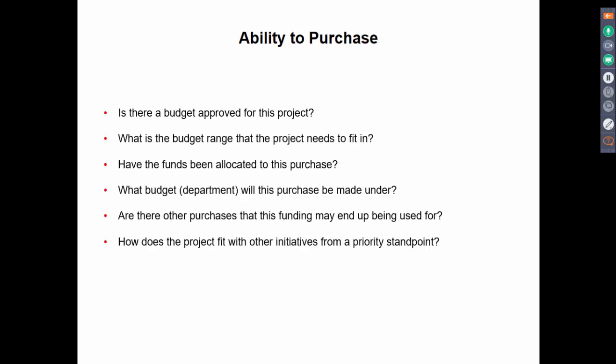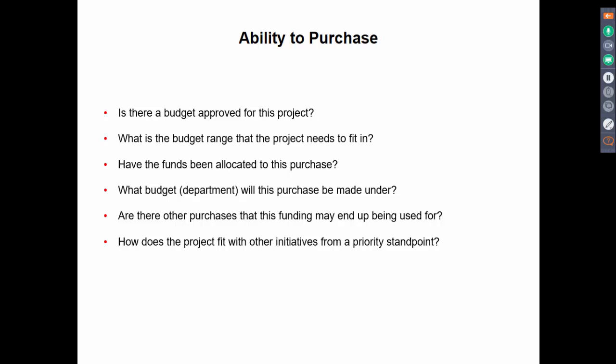Is there budget approved for this project? What's the budget range that the project needs to fit in? So that's a great way to feel the person out. Instead of saying, what are you looking to spend, or asking them how much money do you have to spend? Ask them, what's the budget range that you need to stay within? And believe it or not, even though you're basically saying how much money do you have to spend, when you ask it in that way, people just answer it. It's almost like a little Jedi mind trick. You try it out. It's kind of interesting.